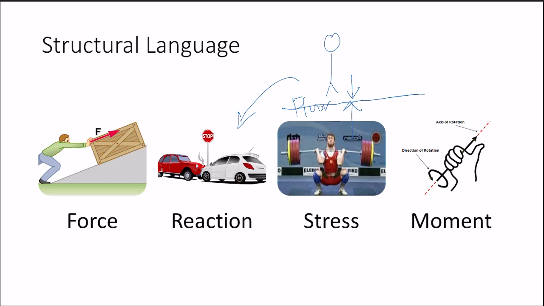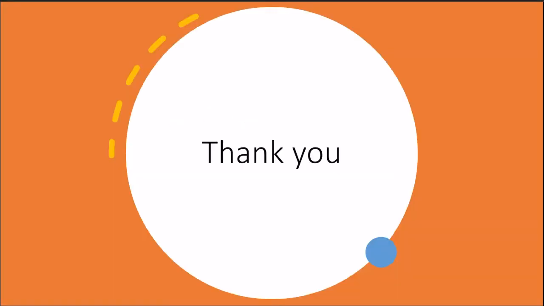Lastly, moment, a turning effect produced by a force acting at a distance on an object. A moment is a turning effect. When you use a spanner to tighten a nut, for example, mechanically wind up a clock or turn the steering wheel on your car, you are applying a moment because it rotates. Okay, it's a turning effect. There's a formula for moment. Okay, moment is equal to force times distance. That will be all. Thank you. See you in the next video.